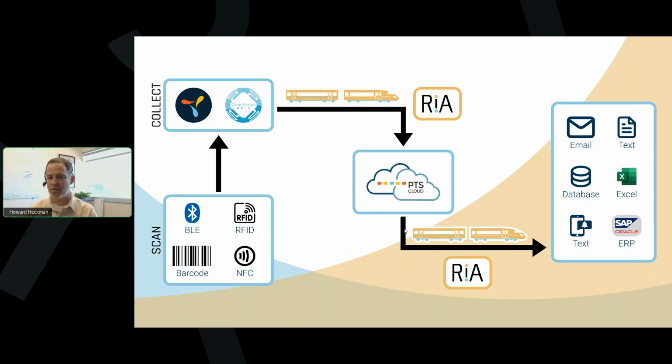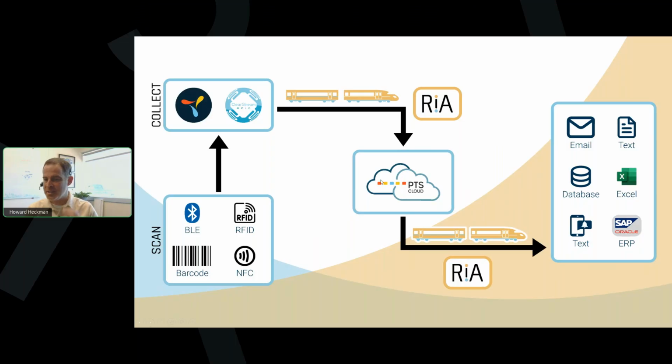They can be, and they are in a lot of situations, but a lot of our customers want to get the data that's in there out into something else. So RIA allows them to do that. It's an easy-to-use, secure platform for getting data through the API in and out of the PTS cloud.